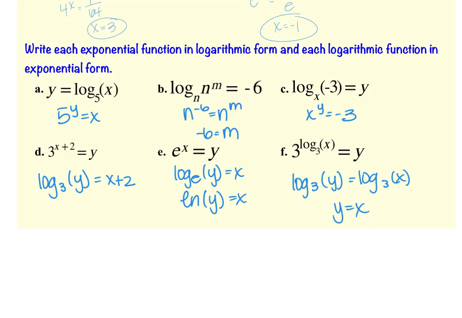All right, welcome back. Here are your answers to the last 6. You'll notice in B and F, I actually solved in B where you get n to the negative 6 equals n to the m. Obviously, m has to equal negative 6 in order for that to happen. And in F, when you rewrite that exponential function in logarithmic form and you get log base 3 of y equals log base 3 of x, then y must in fact equal x.